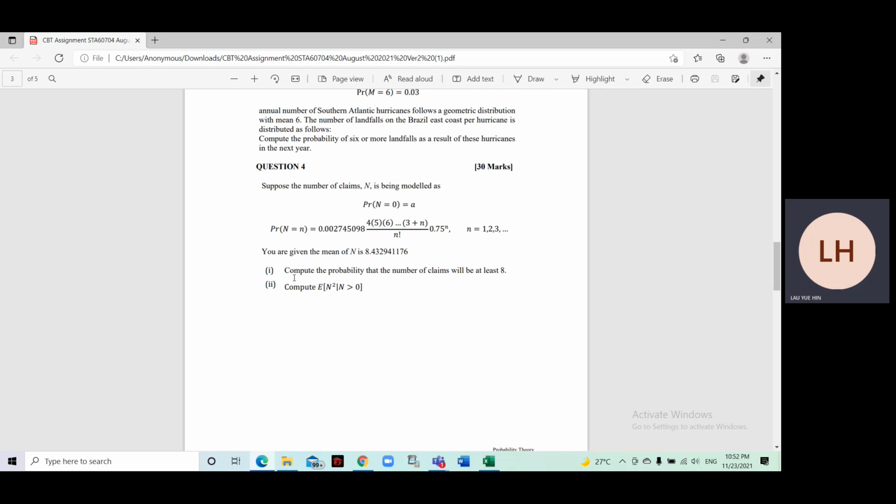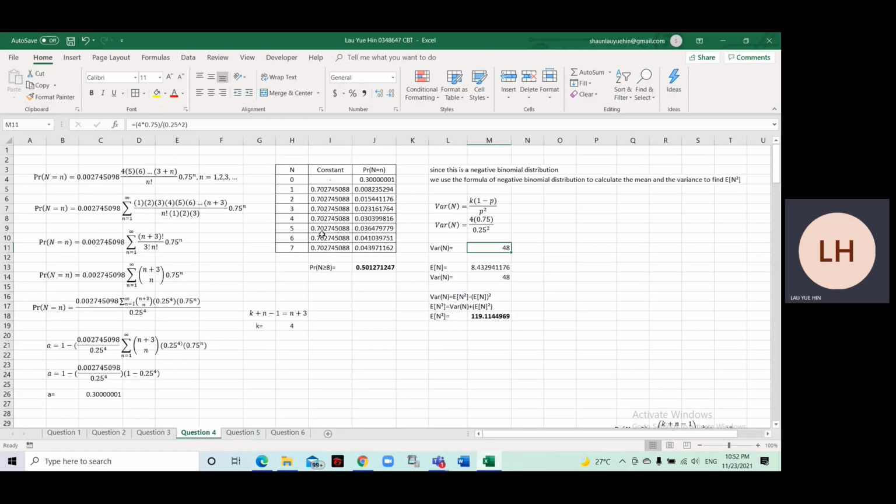So the question asks us to compute the probability that the number of claims will be at least 8 and compute the expected value of n squared given that n is greater than 0. So this is my solution. This is what the question gives us, and it is easier to solve this question by converting this formula into a negative binomial form. So how to do that?